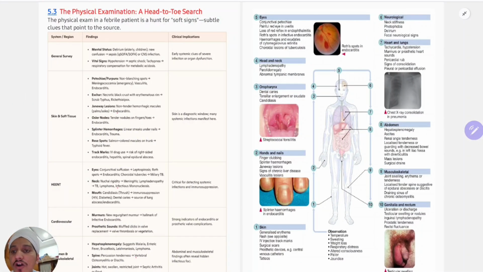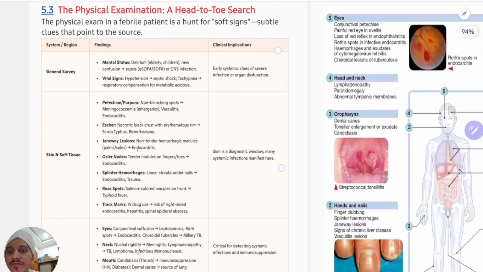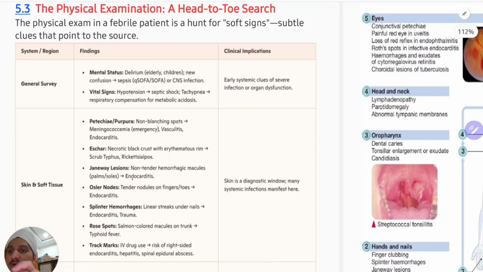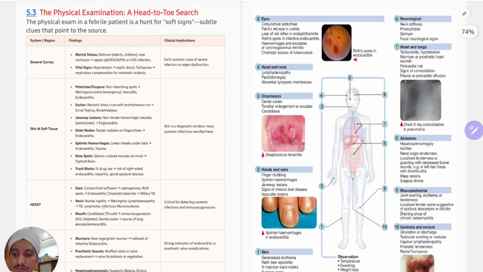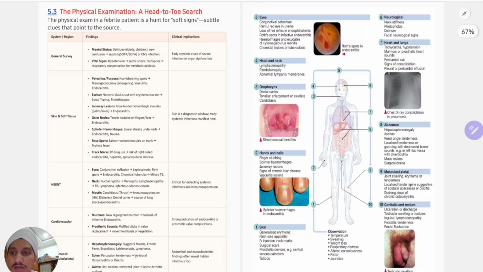Now physical examination, how you will perform. Again, same thing here also, head to toe you should perform the physical examination. How you will perform head to toe? General survey first, then skin and soft tissue, then HEENT. HEENT is nothing but H for head, E for eyes, E for ears, N for nose, T for throat. One more thing is neck. Throat involves neck.